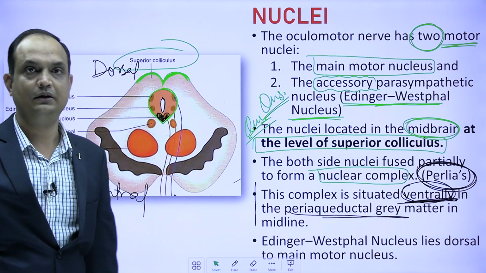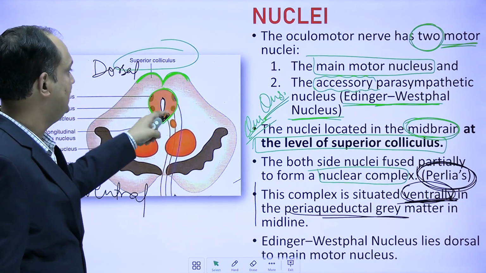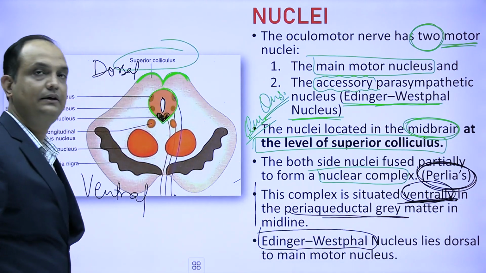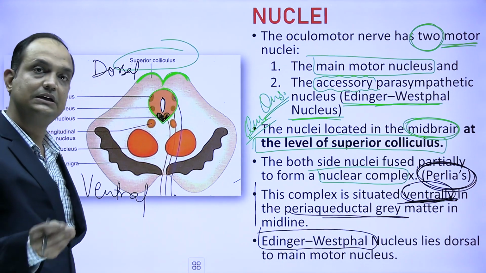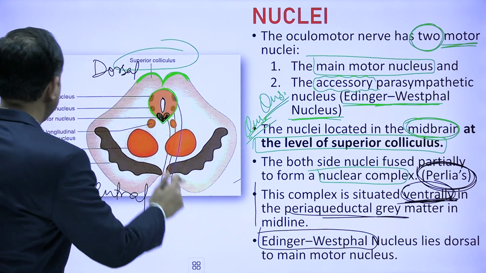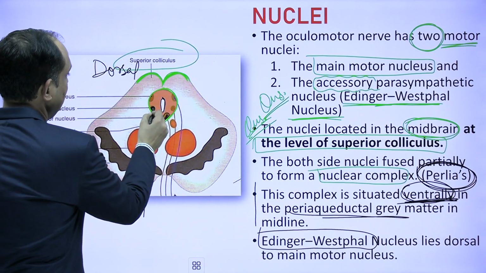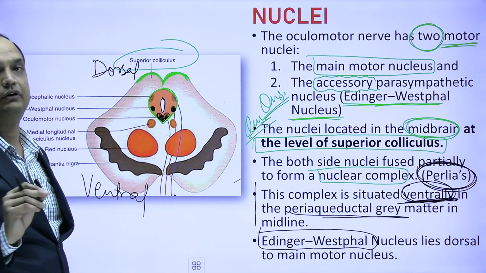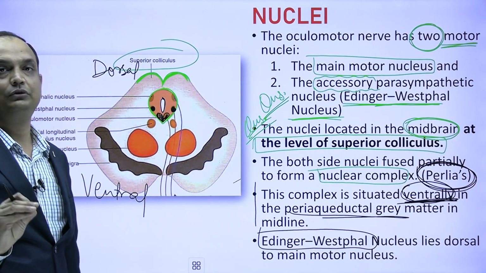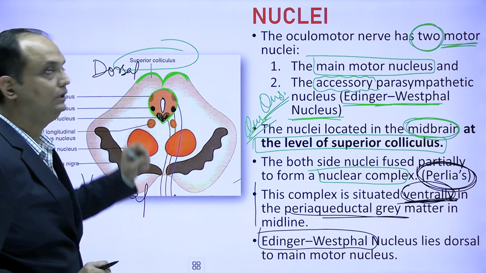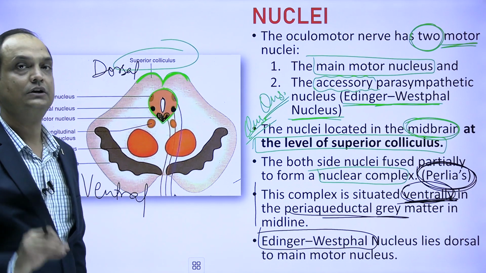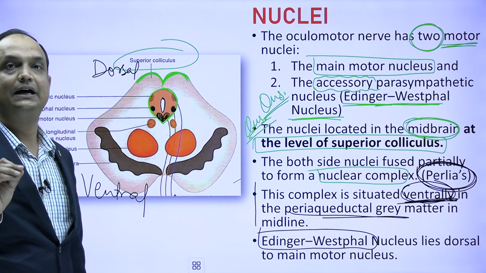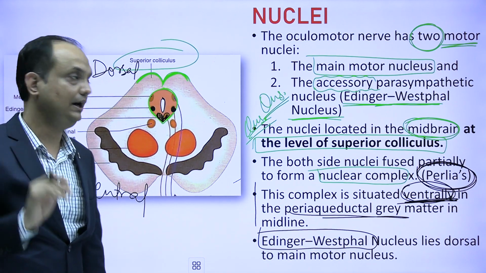Then in this same area you are going to see the Edinger-Westphal nucleus also, but it lies just behind these motor nuclei. So here this is the Edinger-Westphal nucleus. Clear? So whenever you are reading the nuclei of your oculomotor nerve, keep in mind that the Edinger-Westphal nucleus as well as the main motor nucleus are both present at the level of the superior colliculus in the midbrain, and they are present inside the central gray matter.